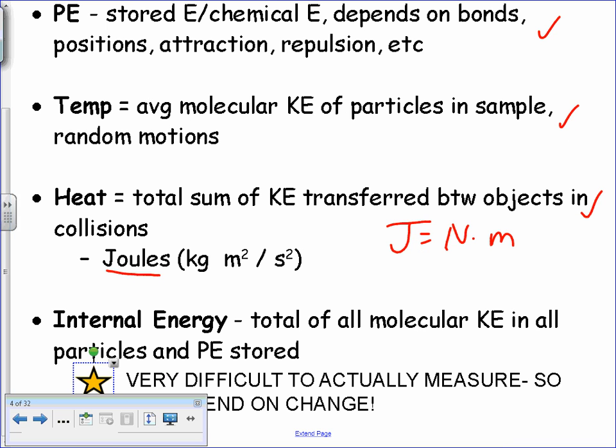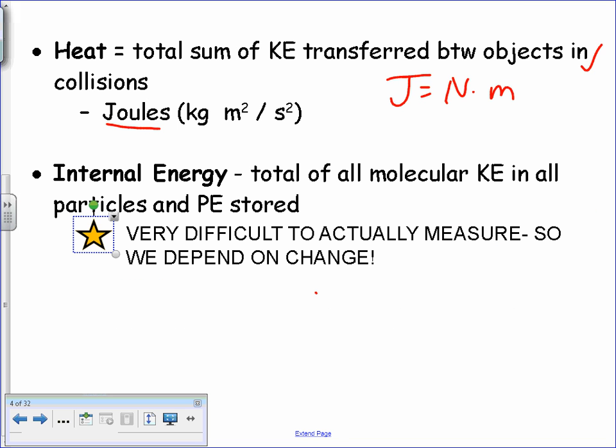Okay, so we know the definitions. I'm not going over the definitions again. You guys can put a star on that if you want to look at it. But internal energy is something that we did mention. And what was the symbol for internal energy?